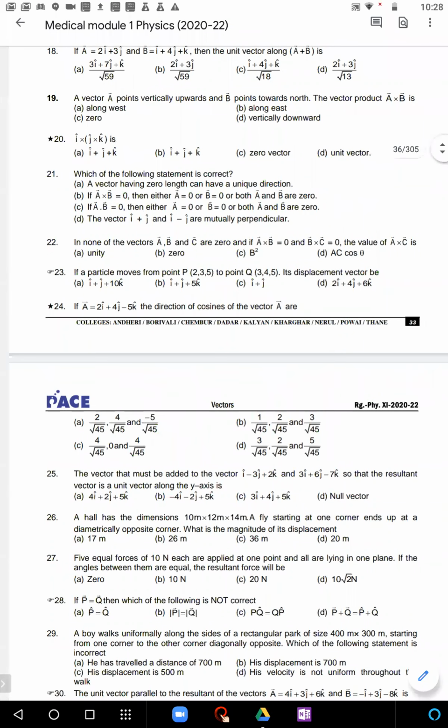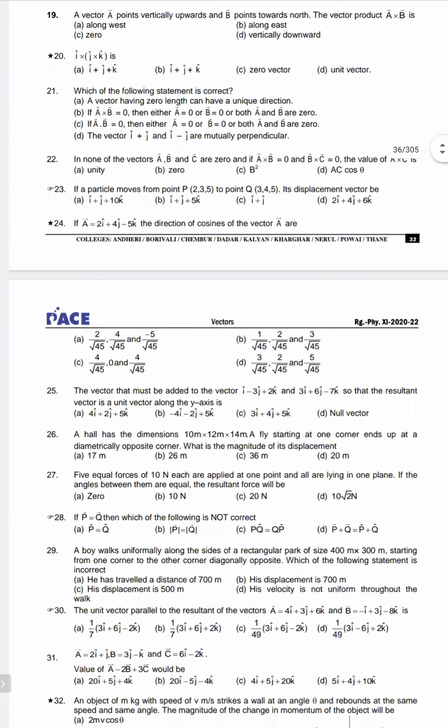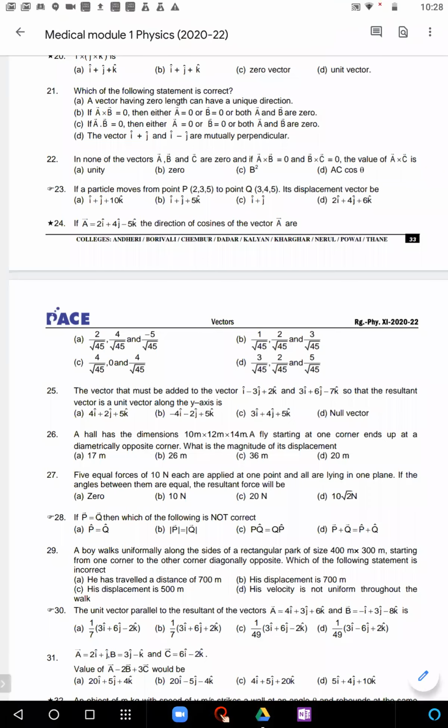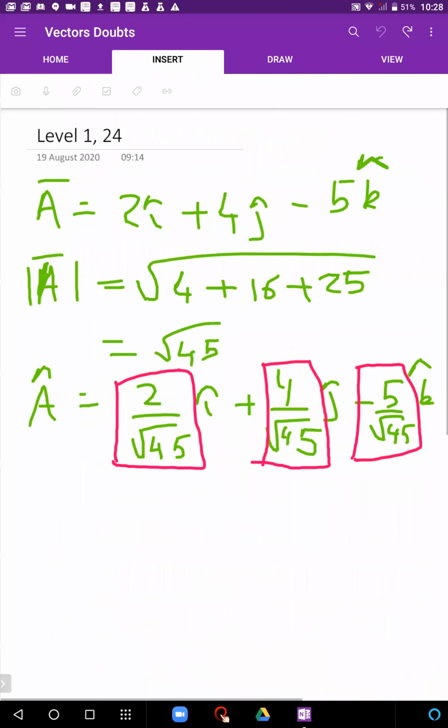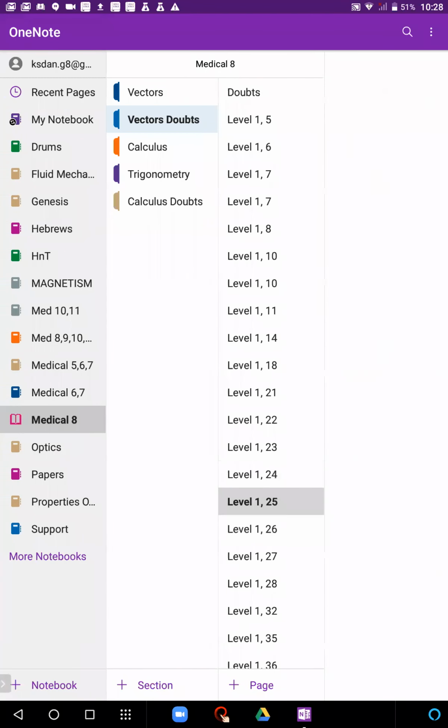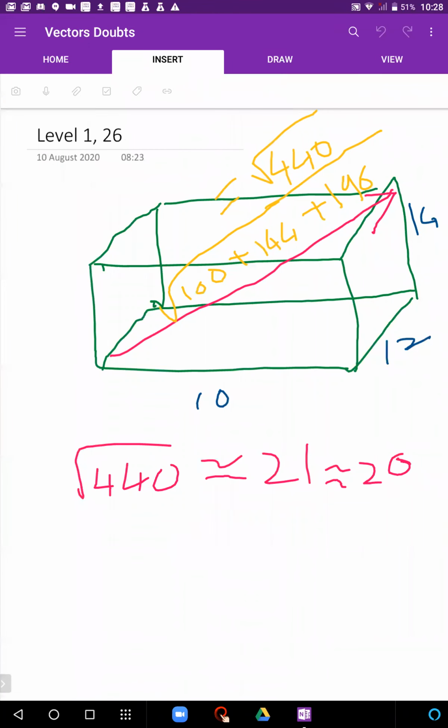26 is simple. A hall has dimensions 10 cross 12 cross 14. A fly starting at one corner ends up at a diametrically opposite corner. What is the magnitude of its displacement? Alright, so this is the scene. This is just asking for the Pythagoras theorem formula.